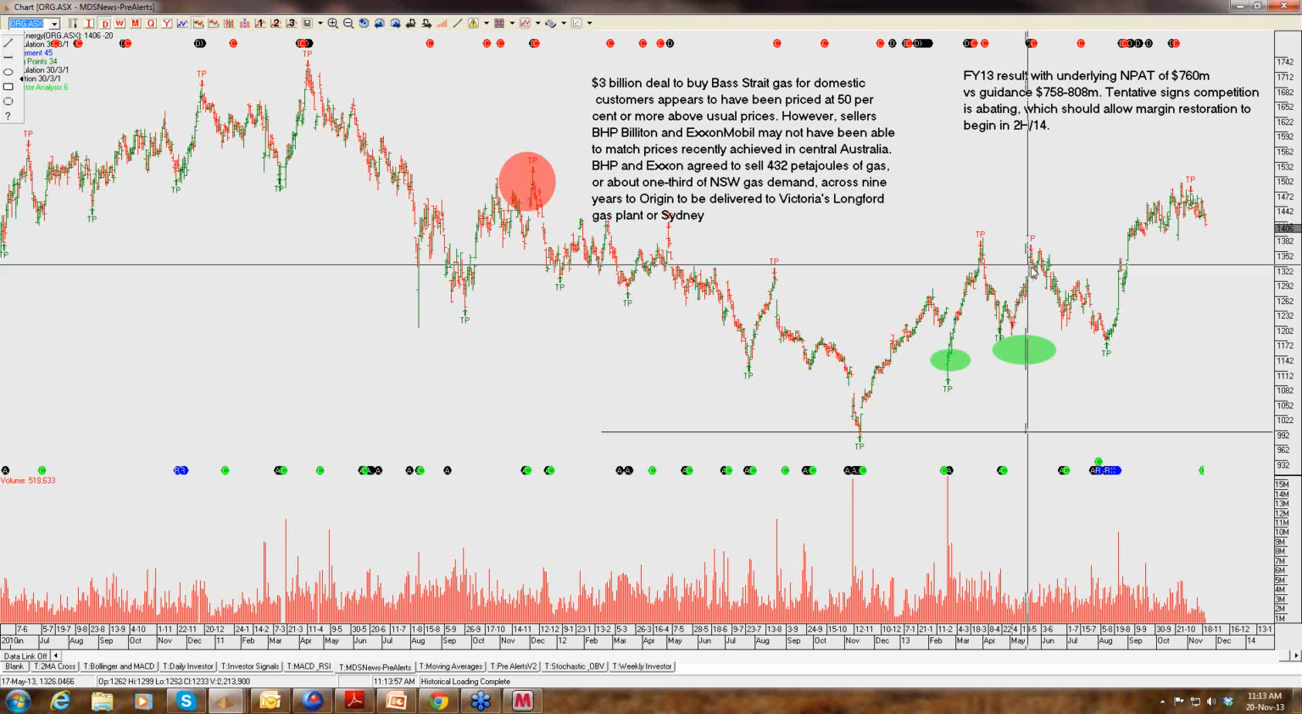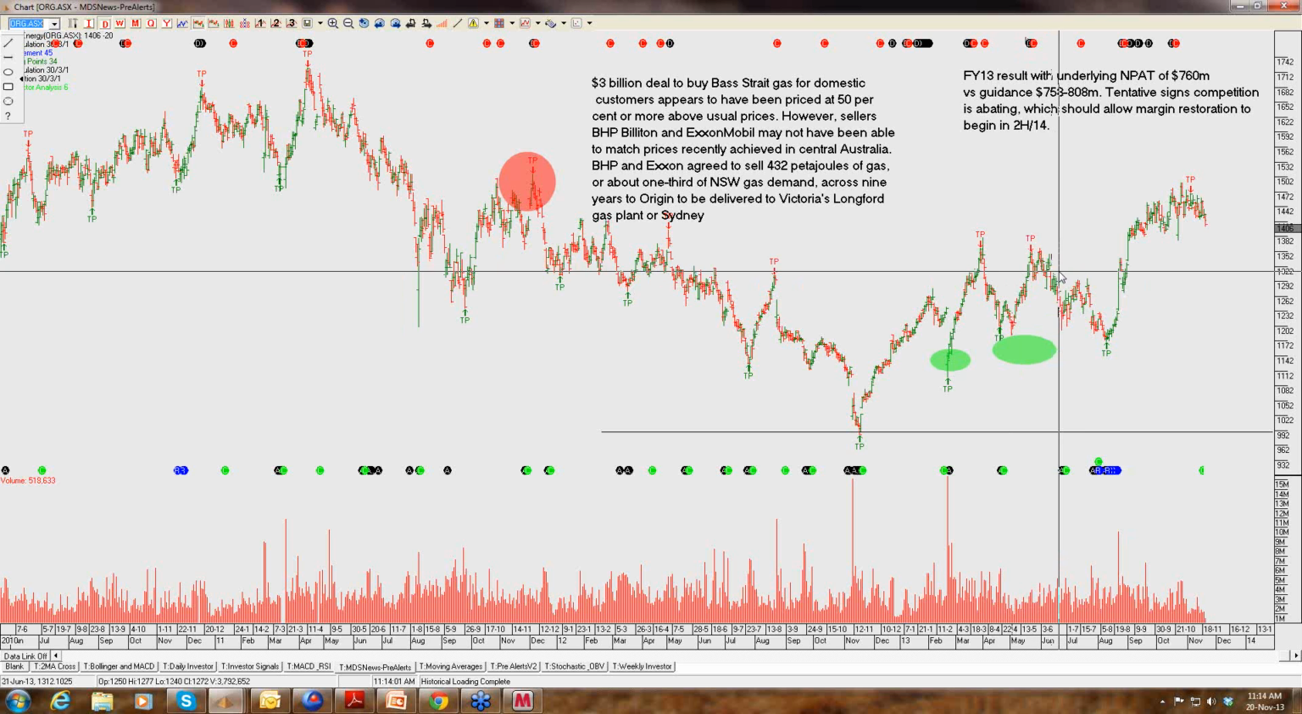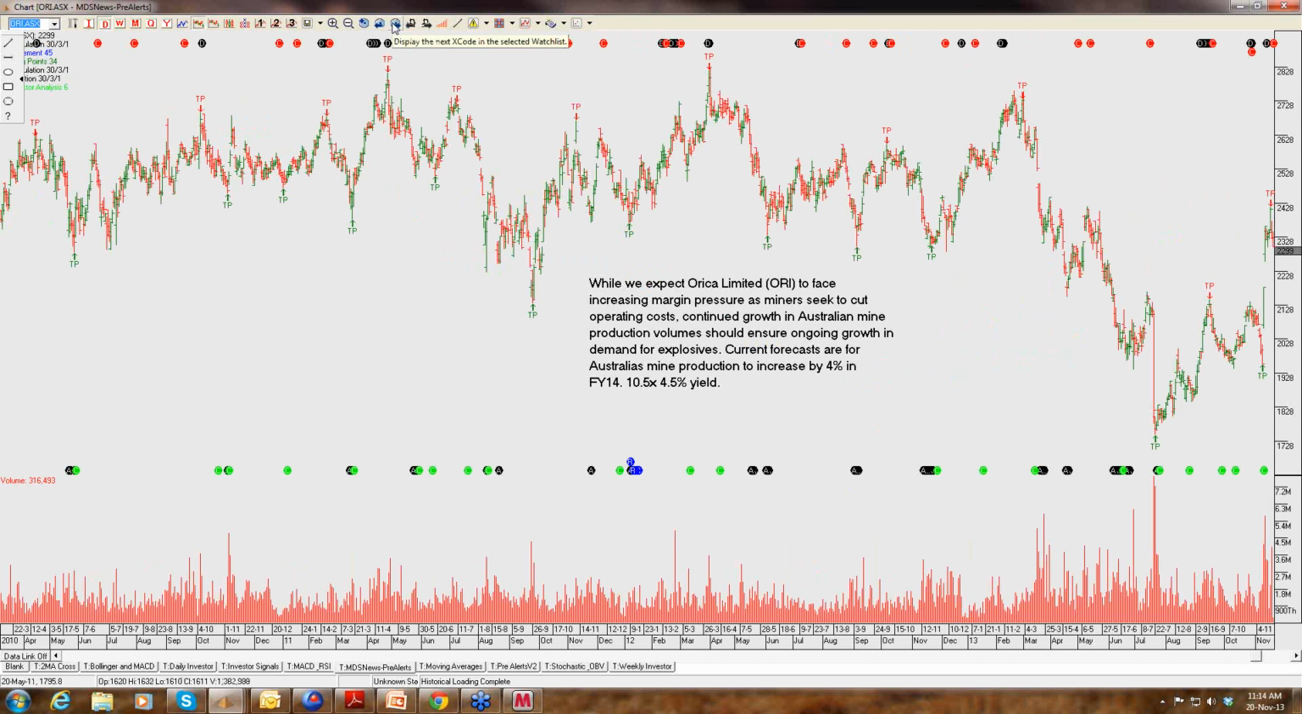So our trading range for Origin is somewhere between around $13.50 and around $15, but well supported again on any pullback. So it's one of these names that you can afford to own, sell the covered calls, and drive around 10% cash flow out of Origin over the next 12 months, but eventually looking for the share price to perform stronger into 14 and 15.